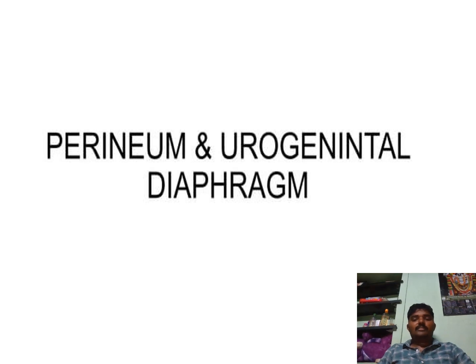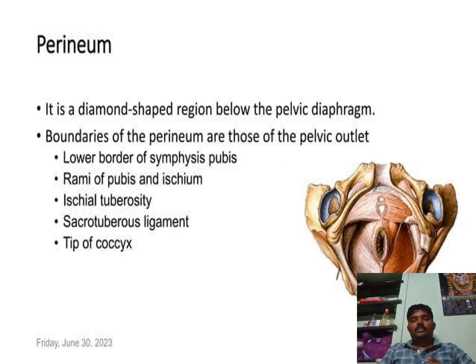Today, students, we will discuss the perineum and urogenital diaphragm. This is an important structure of the pelvic area. The perineum is a diamond-shaped region below the pelvic diaphragm.